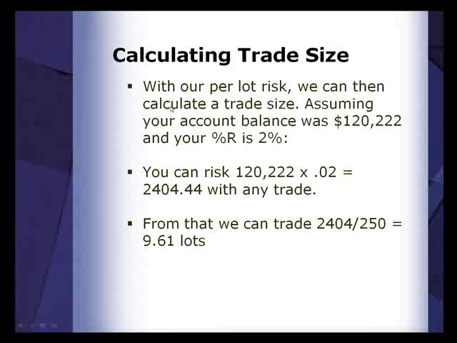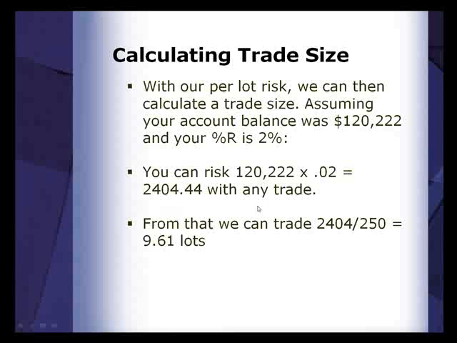Continuing on with the example, with our per lot risk, we can then calculate a trade size. Assuming your account balance was $120,222 and your percent risk level is 2%, we can calculate that we're allowed to risk 120,222 times 0.02 equals 2404.44. So that's how much we could risk with a trade. We multiply our account balance times our percent risk to get our acceptable trade amount.